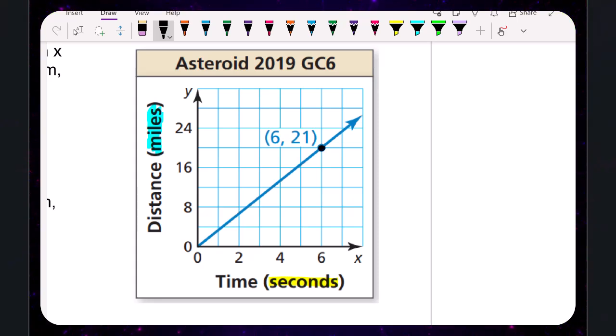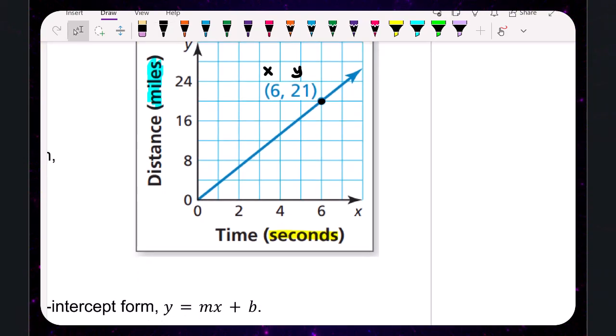Something that you're going to need to do immediately is make a little note that you have a point at 6, 21. Now, if you only have 1 point, then you need to pick another. For you to be able to write a linear equation, you have to have 2 points on the line. So you need to find another point on this line that's really easy to label. And the easiest one to label is right here at the origin. That is 0, 0. Sometimes it's easy, sometimes it's not.